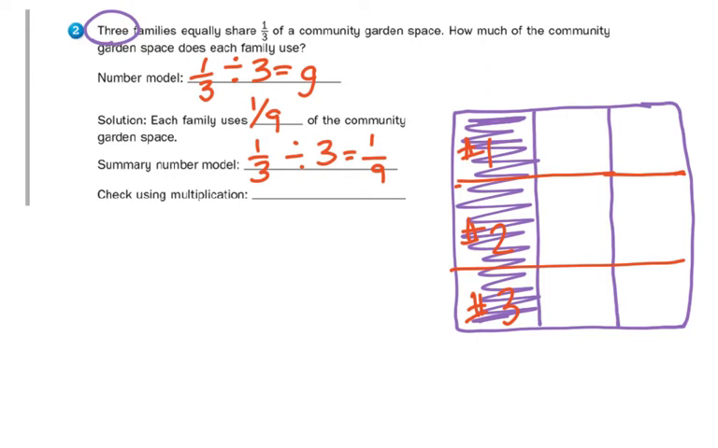Check using multiplication. So I'm going to start with 1/9. Since I'm working in reverse, I'm going to multiply by 3. Gives me 3/9, which is the same as 1/3. Divide each one by 3 and you get an equivalent fraction.